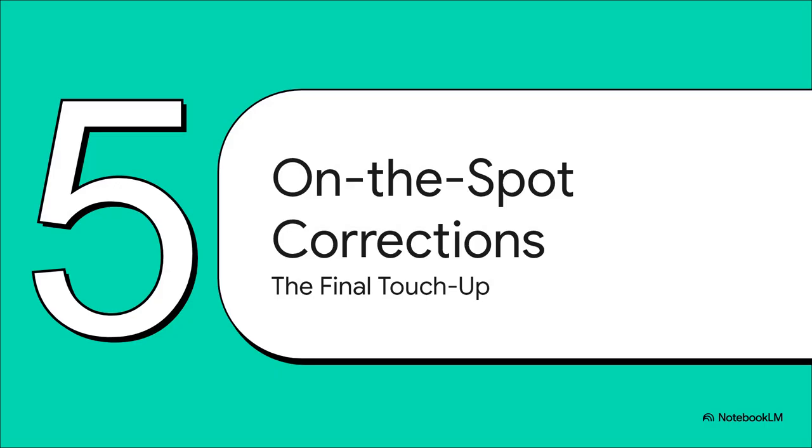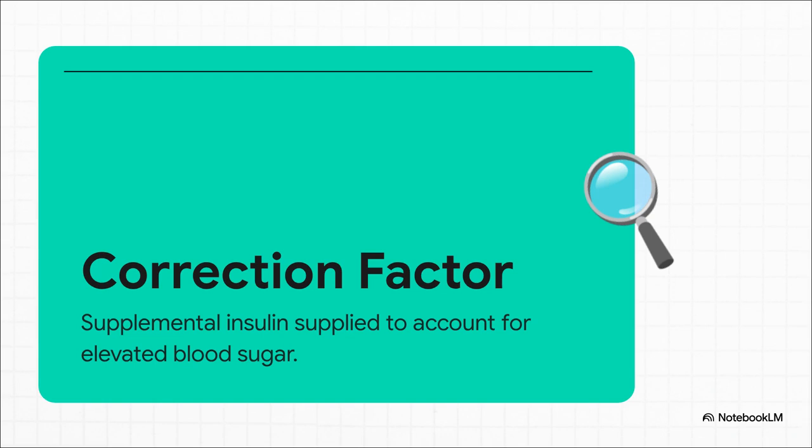All right, so we've got our background dose and our mealtime dose covered. But what happens if your blood sugar is already high before you even take a bite of food? That's where this final little touch-up comes in, and it's called a correction factor. A correction factor is exactly what it sounds like. It's just a little bit of extra supplemental insulin that you add on top of your normal meal dose. Its only job is to get that high reading back down into your target range.